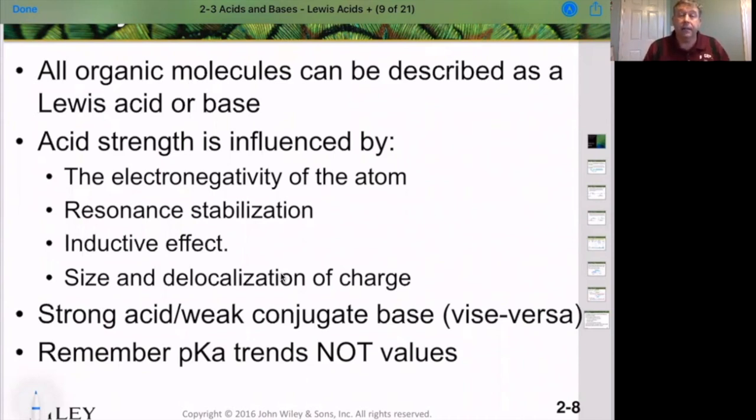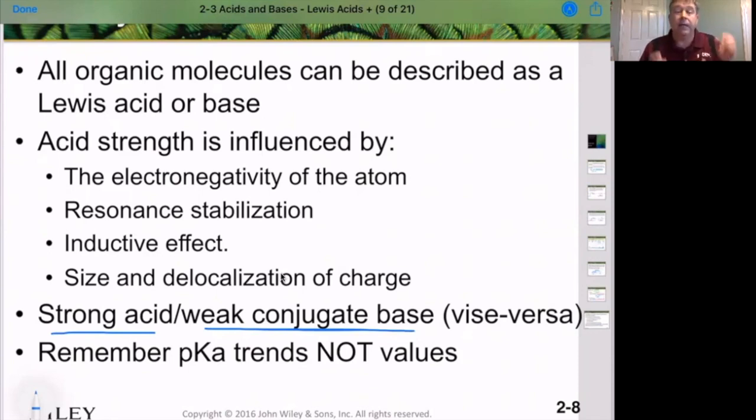Acid strength is still influenced by the electronegativity of the atom, resonance stabilization, the inductive effect of electronegative atoms nearby, but not necessarily bonded to that atom, and the size and delocalization of charge. For example, as iodine gets bigger and bigger, it becomes a stronger and stronger acid or a weaker and weaker base. And whenever we have a strong acid, we have a weak conjugate base, and whenever we have a strong base, we have a weak conjugate acid.